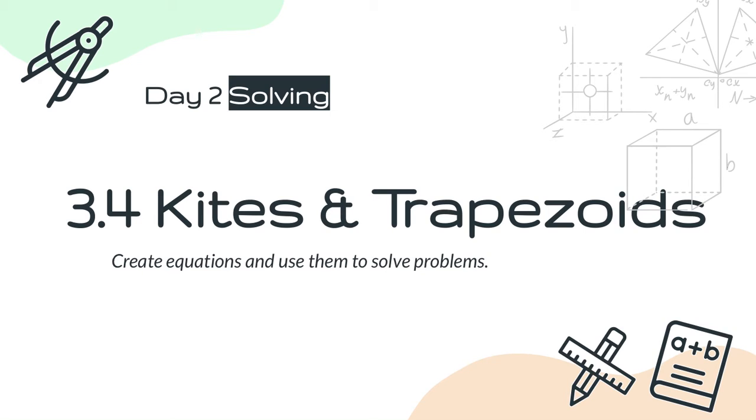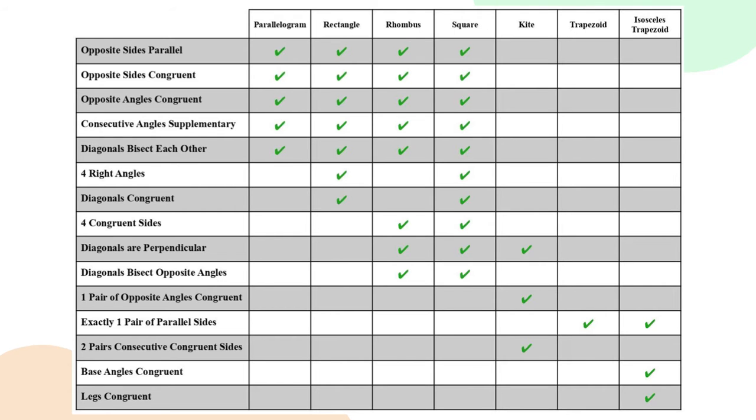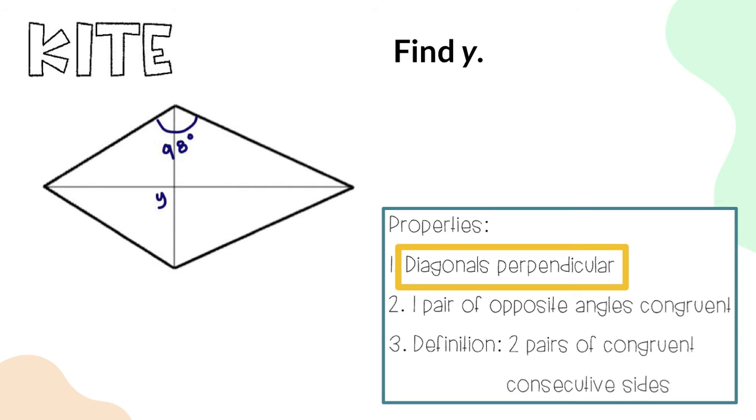Now that we have talked about properties of kites and trapezoids, we're going to go ahead and use those properties in order to write equations and solve for missing variables. So you have your checklist, and you can use this to make sure that you are finding the correct properties for each shape. So if we want to find y, I know that my diagonals are perpendicular.